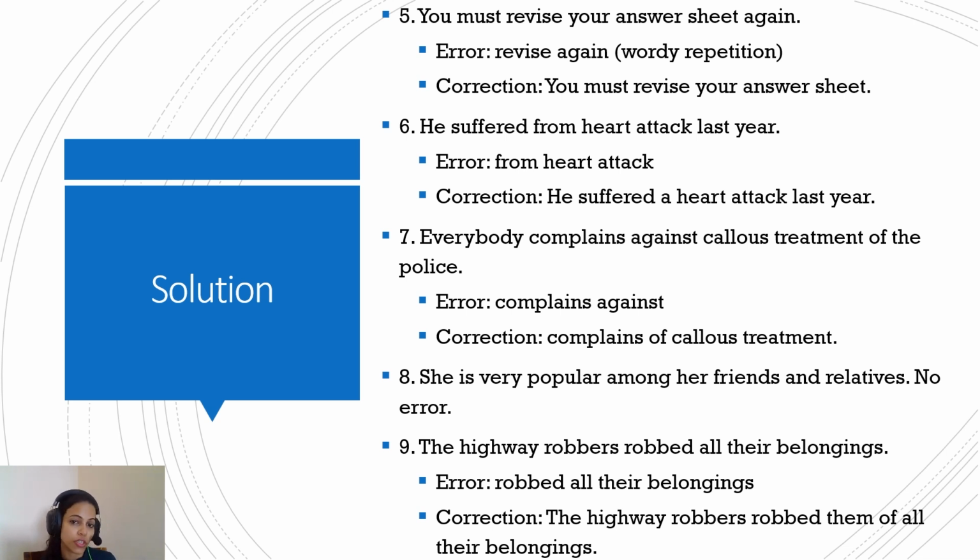The highway robbers robbed all their belongings. We have done the word "rob" also in the table. So "robbed all their belongings" is wrong. The highway robbers robbed them of all their belongings. So "rob" will always be followed by the preposition "of" to give the complete sense.